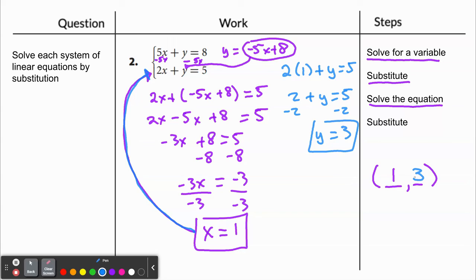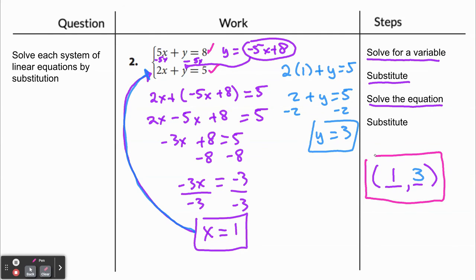I can double check that really quick by plugging these back in. When x is 1, 2 times 1 plus 3 is 5. So that looks good. 5 times 1 plus 3 is 8, and that looks good as well. So I've checked my answer. So my final answer here is (1, 3).